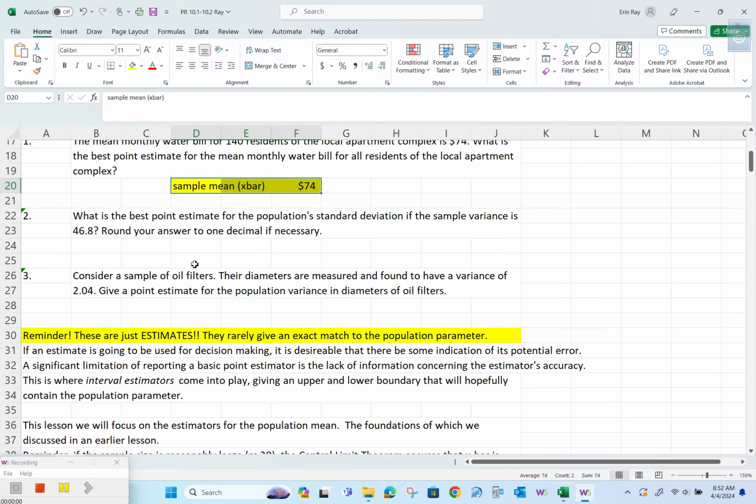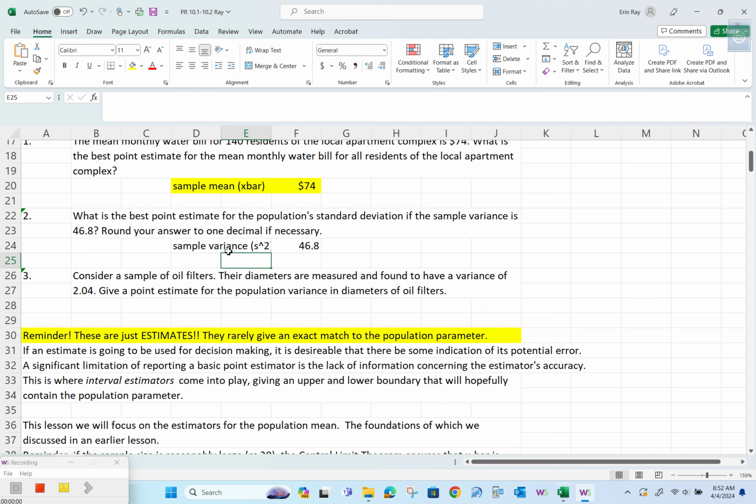So on the next one it says, what is the best point estimate for the population standard deviation if the sample variance was given? So they gave us variance instead of the standard deviation we want to estimate. And for that, sample standard deviation is S. And remember, the relationship between standard deviation and variance is just standard deviation squared. So our symbol is S squared. They gave us that as 46.8. Didn't give us a label on this problem.